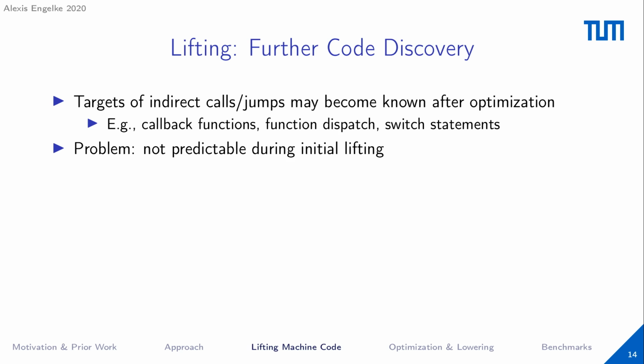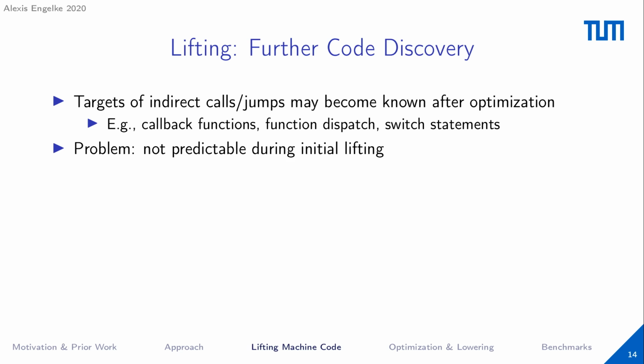For now, we only consider the code reachable by direct jumps. However, it can easily be the case that targets of indirect jumps or calls become known in the course of optimization. For example, this can happen when specializing for known callback functions, or when the function selects its implementation based on the known parameters. This is of course not predictable during the initial lifting process.